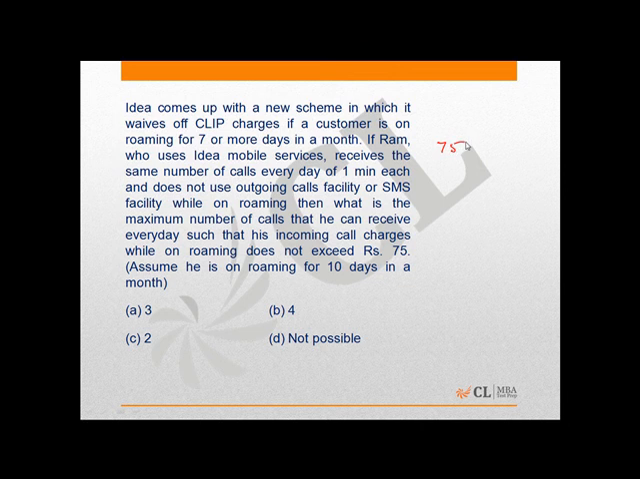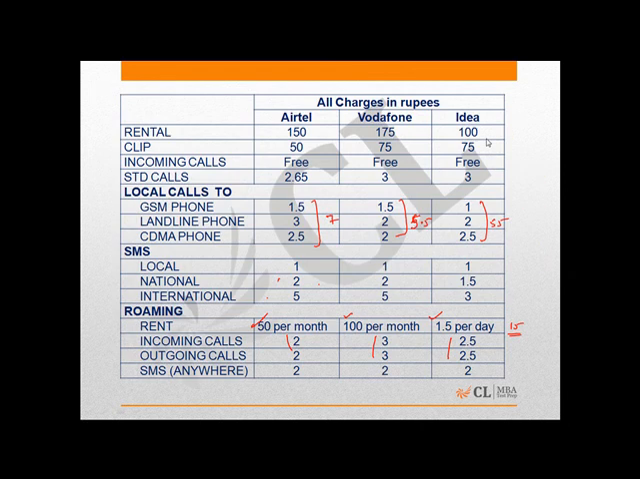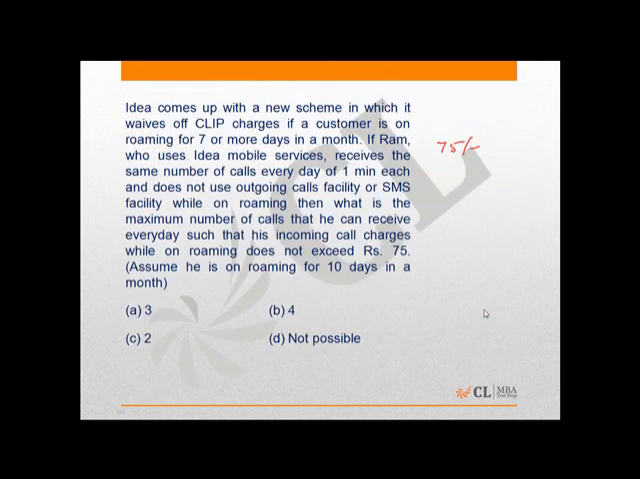So I have a budget of 75 rupees. Now what is the charge of Idea in roaming? Incoming call or outgoing call, it costs me 2.5 rupees. I have a budget of 75 rupees. So at the rate of 2.5 rupees per call, I can make 30 calls in 10 days. That means 3 calls per day. Right, option is A.